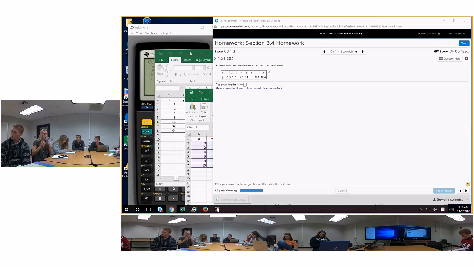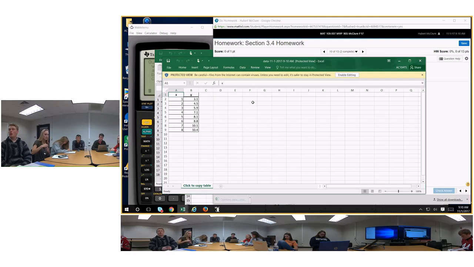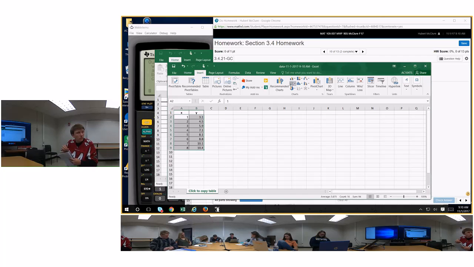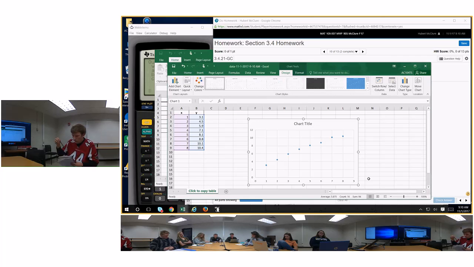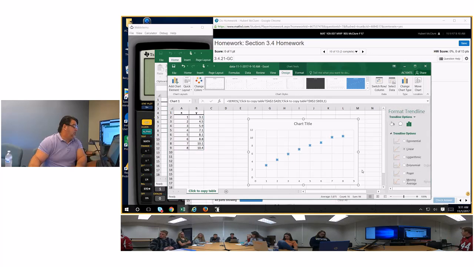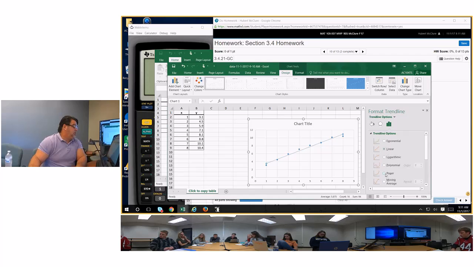Pull it up. Enable. Highlight. Insert. There it is. Now they say it's a power function, so you hit add trend line, go to power. There it is. And the power function is that right there.